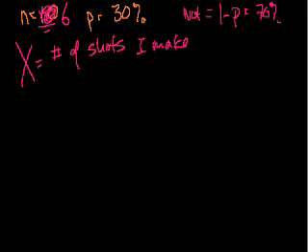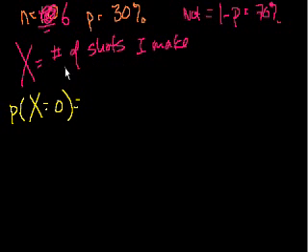So let's think about how we figure out this probability. What is the probability that X is equal to 0? So I make no shots at all. So I take 6 shots, and every shot I take I miss. So in order for that to happen, this event has to happen 6 times in a row. So something with a 70% probability has to happen 6 times in a row.